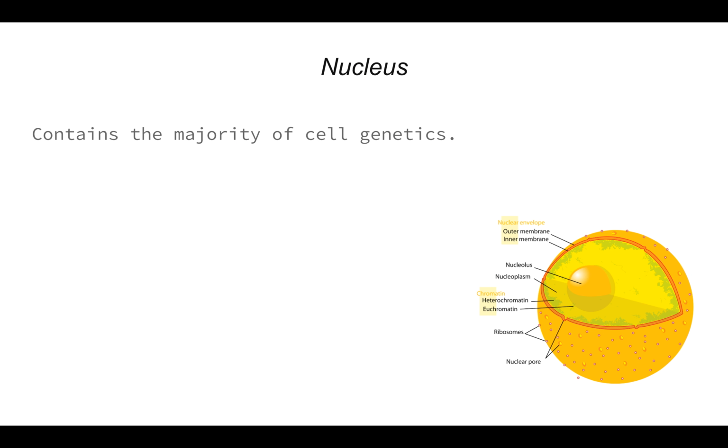First off, the nucleus. This contains the majority of cell genetics, and it is membrane bound. It's not just floating in the cytoplasm, because all organelles now in the eukaryotic cell are embedded with a certain membrane. And this is where chromosomes are kept, and this is where the nucleolus is kept also.